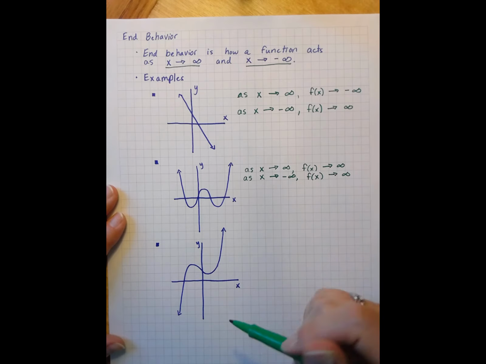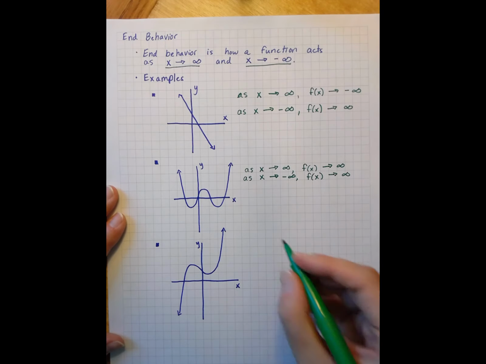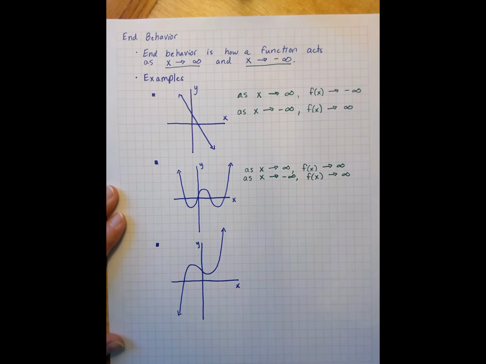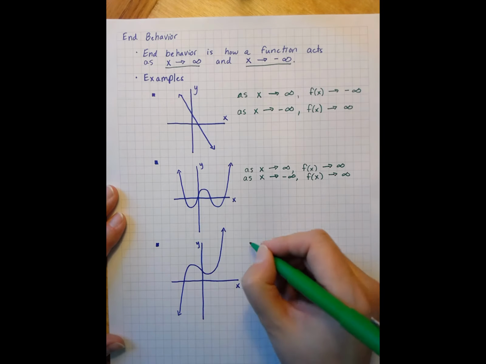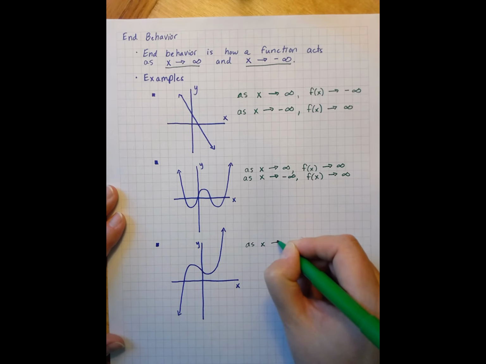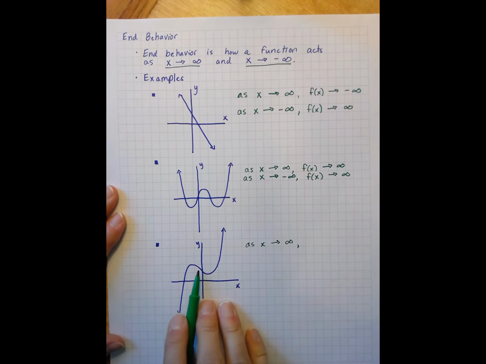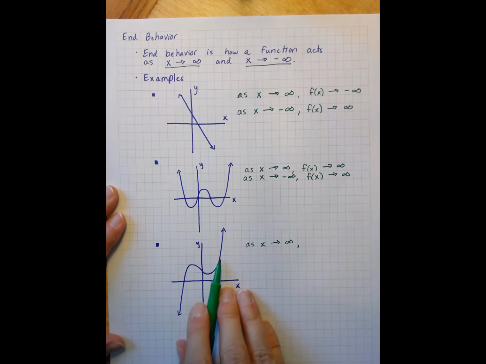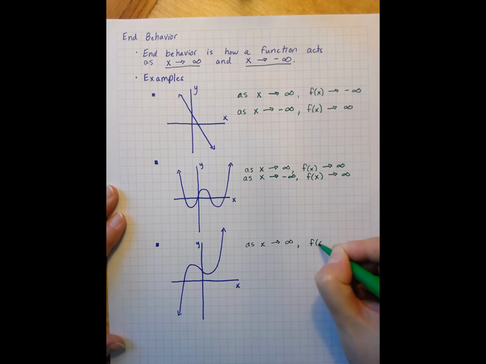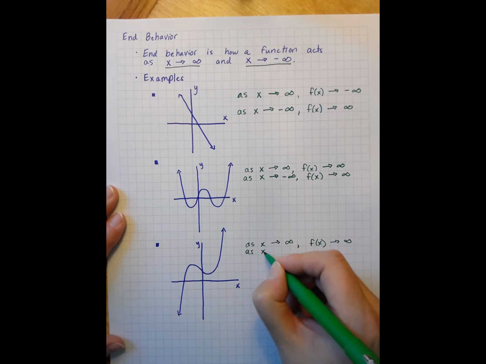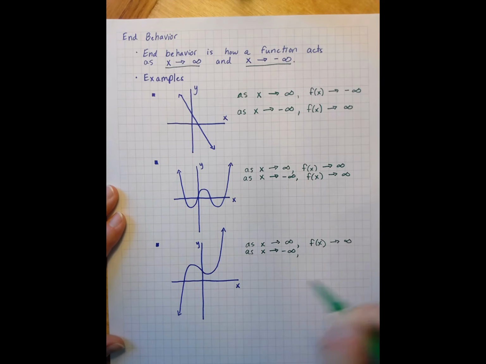Example 3. Example 3 looks an awful lot like example 1 in terms of that the end behavior is going in the opposite direction. One is going up, one is going down. So as x goes to positive infinity, as x gets bigger and bigger and bigger, my y's get bigger and bigger and bigger. So f of x goes to positive infinity. As x goes to negative infinity, in this case, as x gets more and more negative, my y's also get more and more negative.